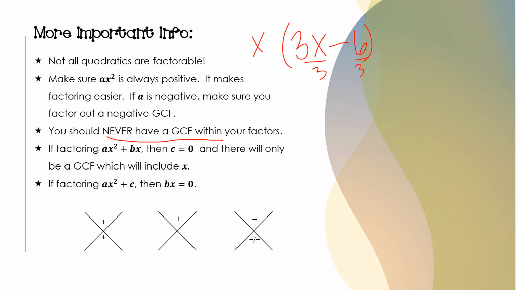And then we're going to have special cases, and that's going to be a separate video. But if you're factoring and you don't have a constant, then c is equal to 0, and you're just going to factor out a GCF. If you're factoring and you're missing your b value and bx is equal to 0, then that's going to be a special case, and I'm going to talk about how we can factor that.